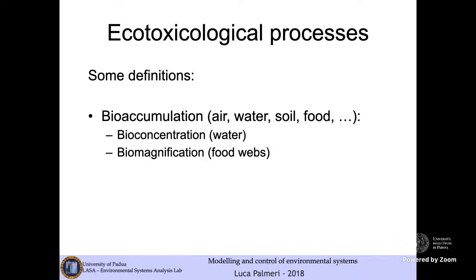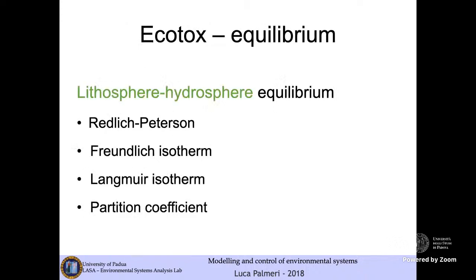The second process that happens in bioaccumulation is called biomagnification. Typically, this is what happens in food webs. Biomagnification is the increase in concentration of a substance due to the transfer of this substance through processes different from processes of concentration. So typically, transfer of substances through, for example, food webs or exchange of foods. In particular, let's give a look to the various processes we may employ to describe this kind of equilibrium.